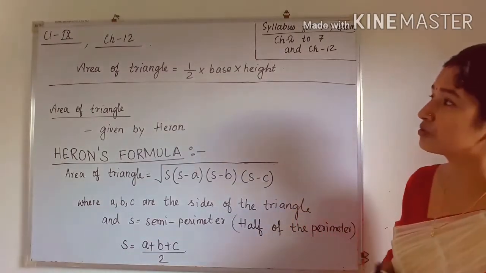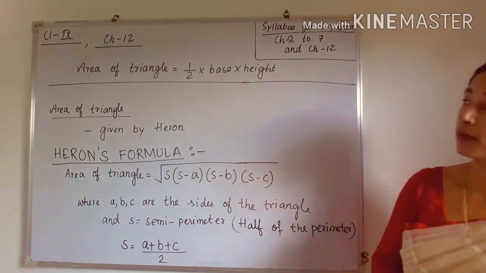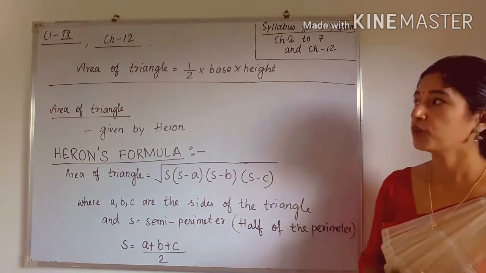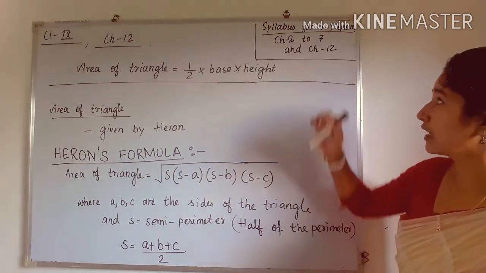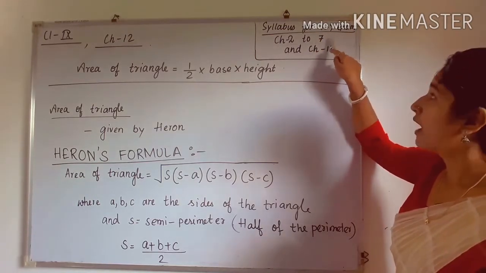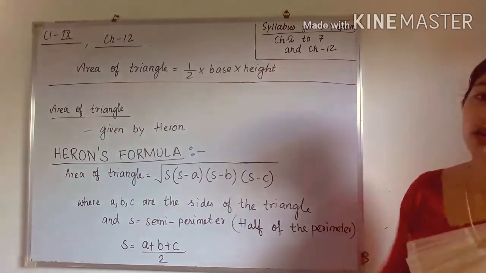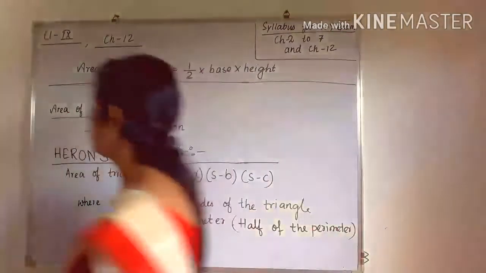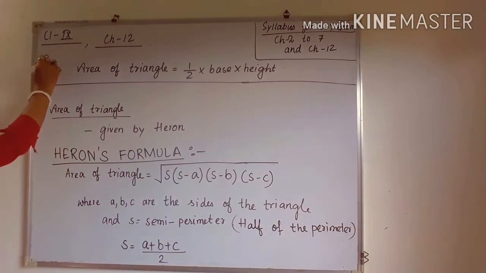So today I am going to start a new chapter, that is chapter number 12. Okay. So the name of chapter is Heron's formula. So before that, just write the half yearly exam syllabus, that is from chapter number 2 to 7 and chapter number 12, that is Heron's formula. Okay. So recall what you have learned earlier. So you have to recall these things.